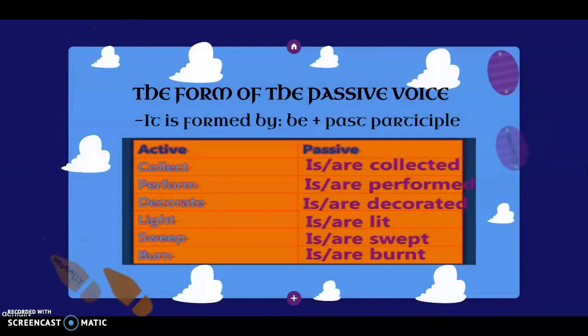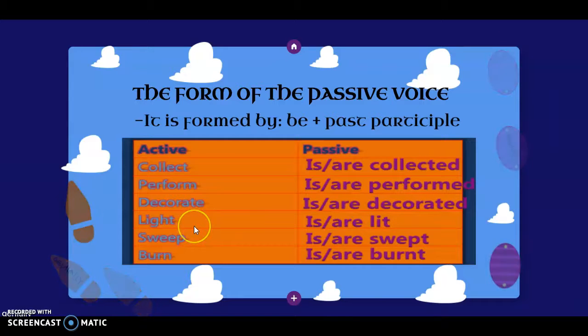So here are some examples of verbs transformed into the past participle. Remember that when the verb is a regular verb, for example, collect, we're going to use the ed form for the past participle form. So the passive voice of collect will be is collected if it's a singular subject, or are collected if it's a plural subject. Okay. Here you have another example of a regular verb. We have perform, with ed. So it will be is performed, are performed, decorate is decorated, are decorated.